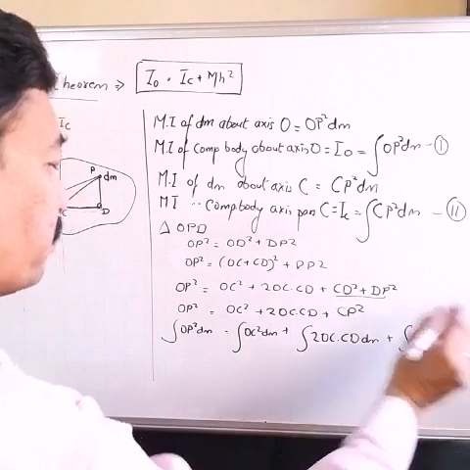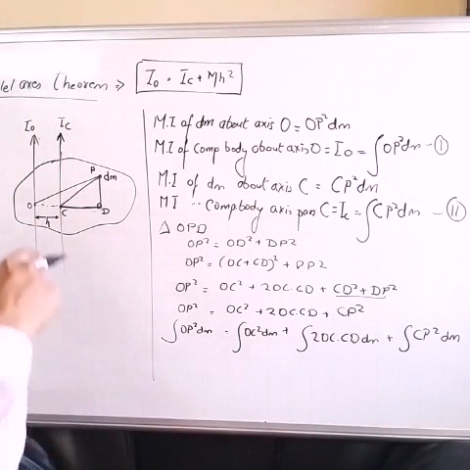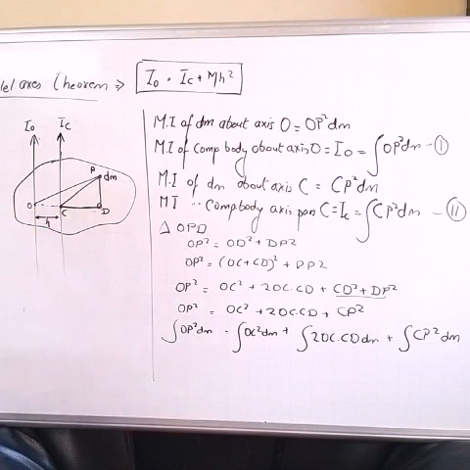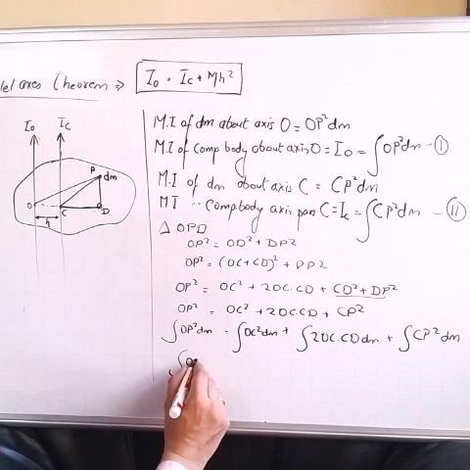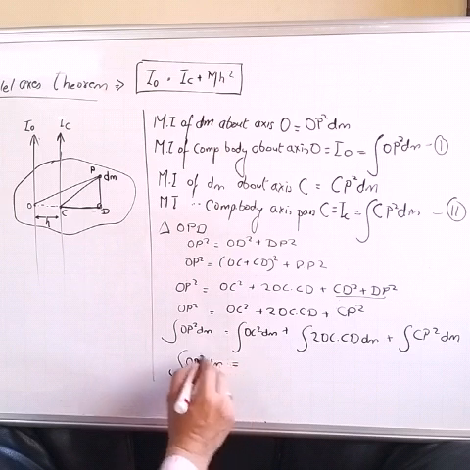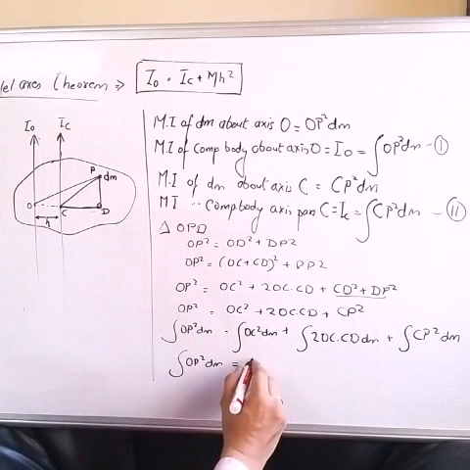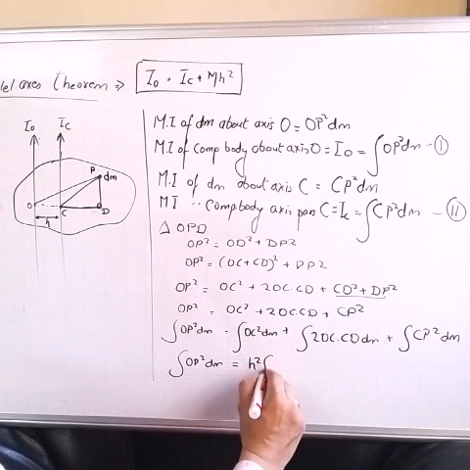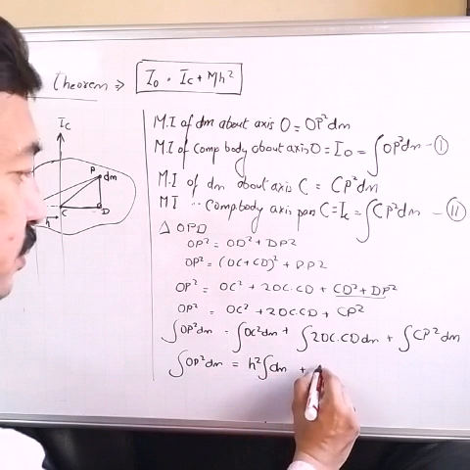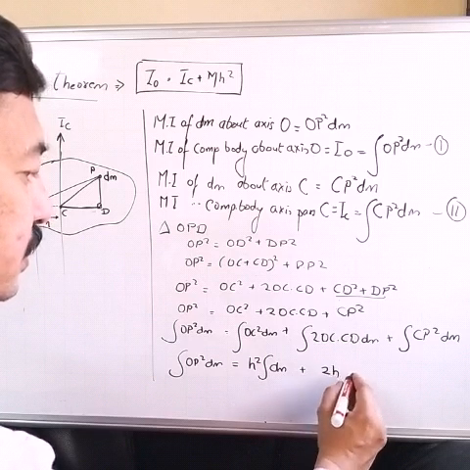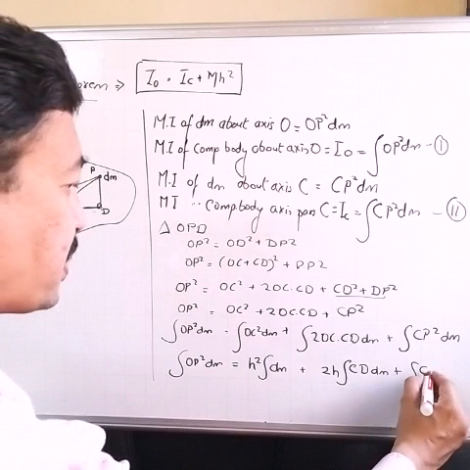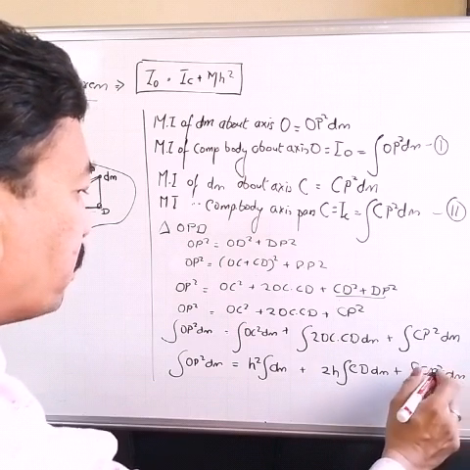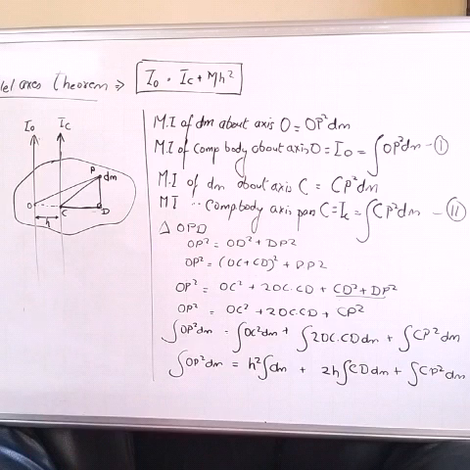square dm. Now one thing you see in the diagram, you can say OC is a constant and that constant has got what value? H. So this formula will further change to integration of OP square dm equal to OC is H, which is constant, so H square integration of dm plus 2H integration of CD dm plus integration of CP square dm. Right? We get this expression.